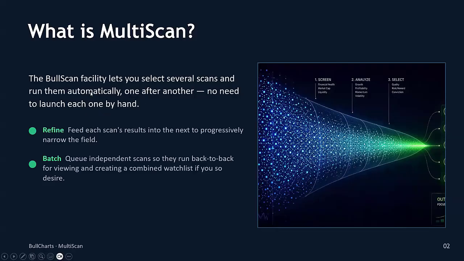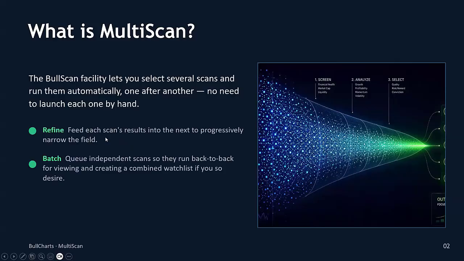Essentially, the facility lets you select several scans and run them automatically, which is just so time consuming and efficient. One after the other, no need to launch them. I would categorize them as refine. You will refeed each scan result into the next to progressively narrow the field. And you'll see that in an example tonight.